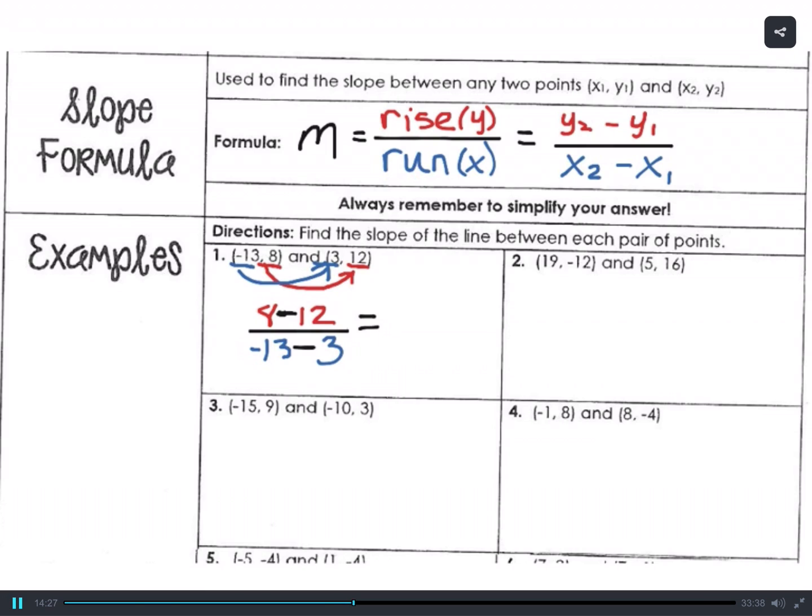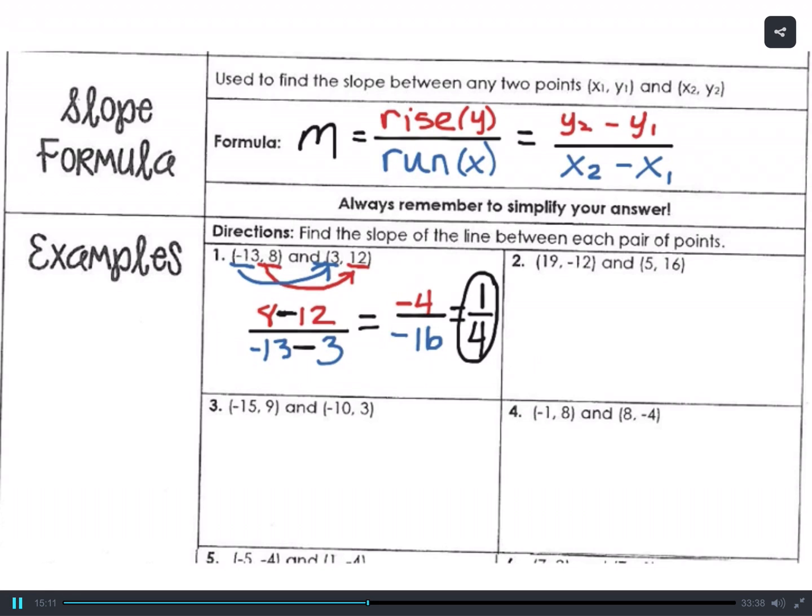And what I'm going to do now is simplify straight across. 8 minus 12 is a negative 4, and negative 13 minus 3, remember the signs are the same, so we're going to add the numbers and then keep the minus sign, okay? So negative 16. And then my last step here is to just reduce. So negative over negative, that's going to give me a positive. 4 divided by 4 is 1. 16 divided by 4 is 4. And that is my reduced slope.